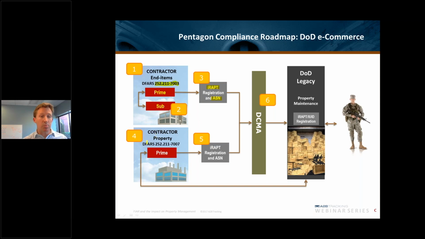As a contractor managed property, your reporting obligation for the IUID registry via iRAPT, which the IUID registry is now a component of iRAPT, you'll be looking for your DFARS clause, the 252.211-7007. And that's, again, the prime contractor's responsibility in which to report that item unique data as well as the assets and pedigree and any life cycle transactions through to iRAPT.